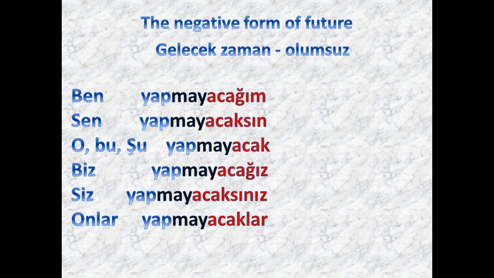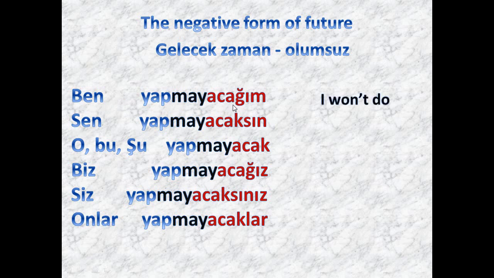So, ben yapmayacağım. The positive form is yapacağım. Negative form, yapmayacağım. Yapacaksın, yapmayacaksın. Yapacak, yapmayacak. Yapacağız, yapmayacağız. Yapacaksınız, yapmayacaksınız. Yapacaklar, yapmayacaklar. So here we have ben yapacağım, ben yapmayacağım.